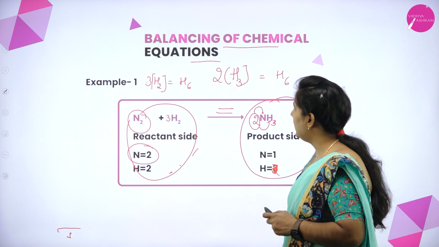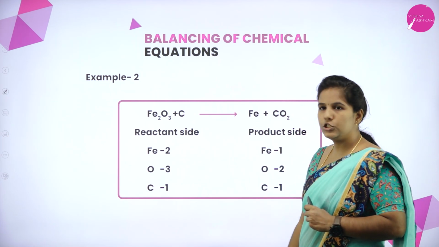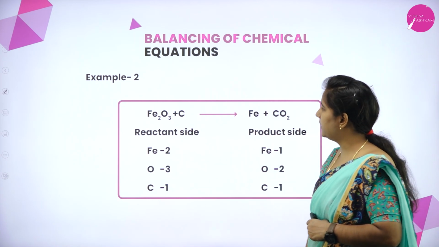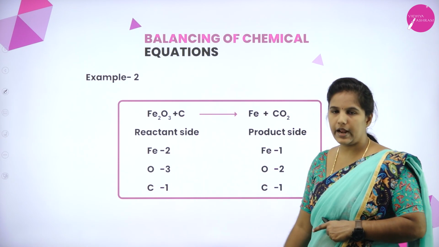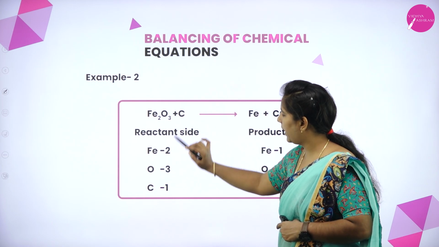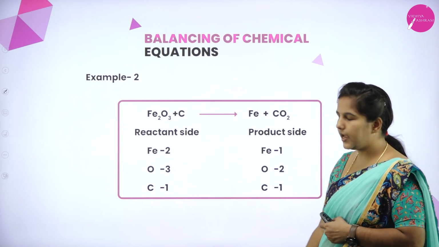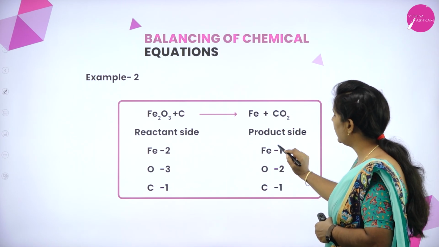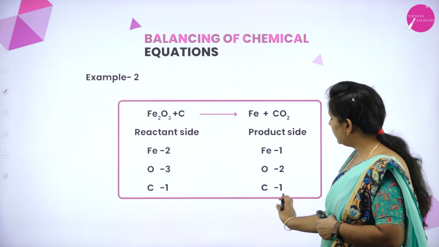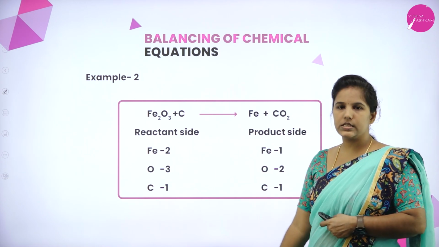Okay, we'll take another example. Can anyone try this? Here we have 2 iron atoms and 3 oxygen atoms and 1 carbon atom on the reactant side, right? Then coming to the product side, you can see that only 1 iron atom is there, 2 oxygen atoms, and only 1 carbon atom.